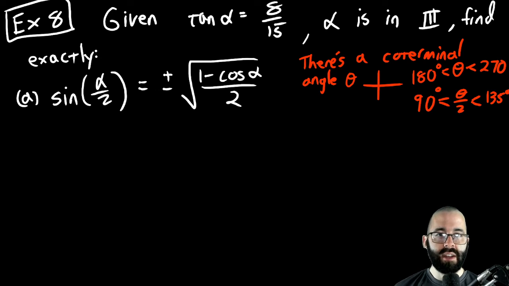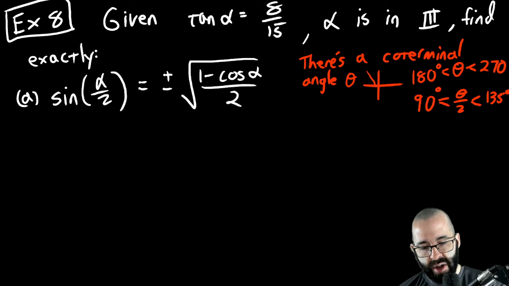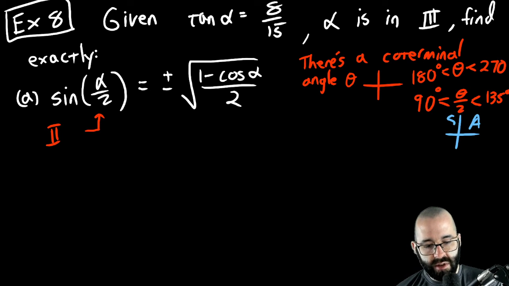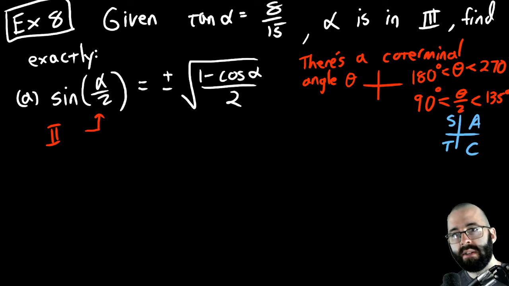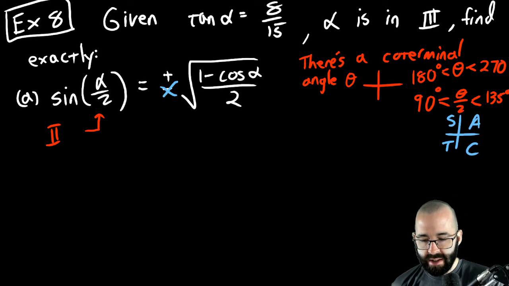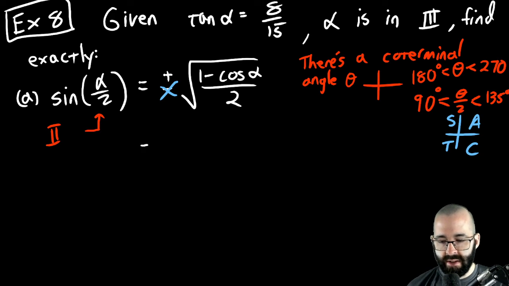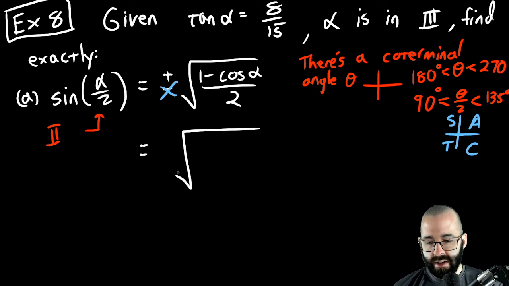What quadrant is theta over 2 in? It's bigger than 90 and smaller than 135. It's somewhere over here, somewhere in this region. Second quadrant. Okay. So we know this is in quadrant 2. And is sine positive in quadrant 2 or negative? Sine's positive. So we toss out that negative and say, okay, we only use the positive part here.